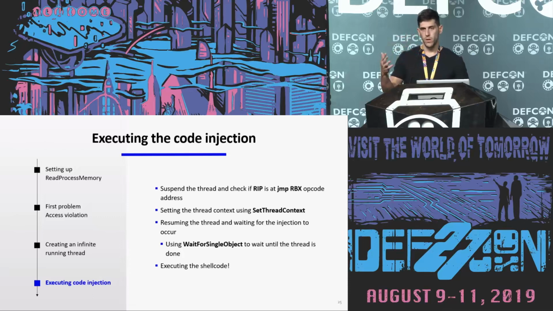Then RSP is going to point to the dummy stack we allocated, so the fifth parameter will be null. And RBX is going to point to ReadProcessMemory. So when we resume the thread, jmp RBX is going to jump to ReadProcessMemory. All the other parameters are already set up. We'll call WaitForSingleObject just to see that the thread has finished. When it's done, the shellcode is already copied into the target process. And now all we have to do is use a function like CreateRemoteThread and execute the shellcode.